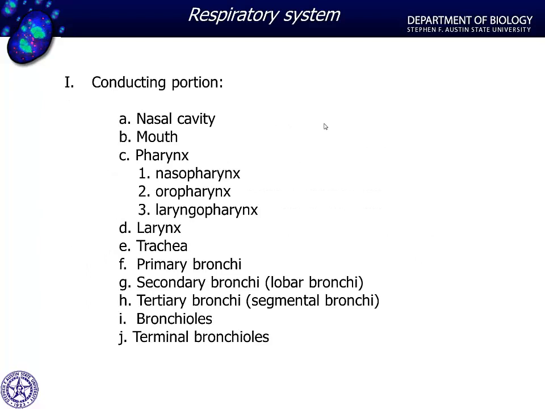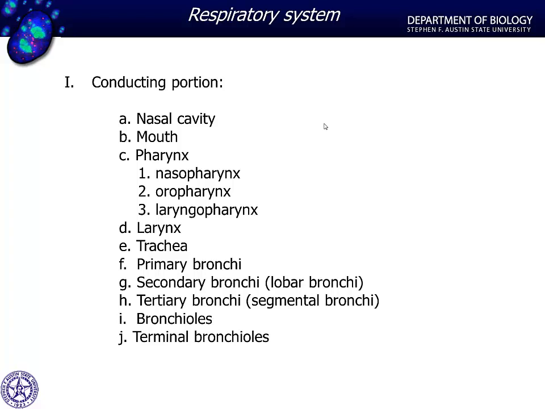So the conducting portion, the anatomy of our respiratory tract: air can either enter through the nasal cavity or the mouth. And then they're going to join this common passageway in the back of what we call the throat, which is the pharynx. And that can be broken up into the nasopharynx, that portion that's more superior, adjacent to the nasal cavity, the oropharynx, which is the back of the mouth, and then the laryngopharynx, which is the junction of the two together in what we then properly call the next portion, or the larynx.